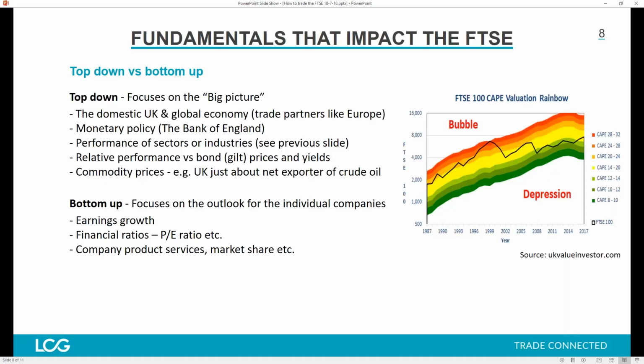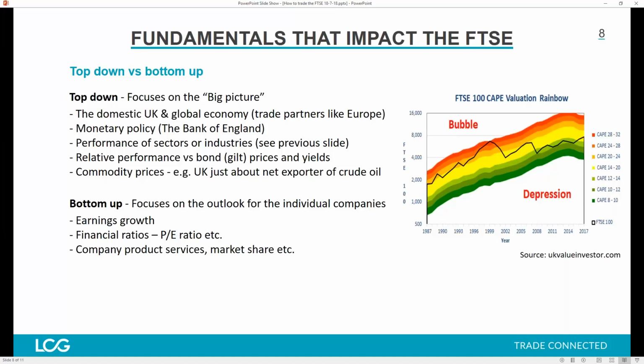So for those of you who attended the webinar we did on the Dow, similar information here, but it does apply for most of the major indices. I've varied it up a little bit, but there are two approaches that you can take when you're trading the FTSE or any index. Obviously, you can take the top-down approach, which tends to focus more on the big picture macro environment.